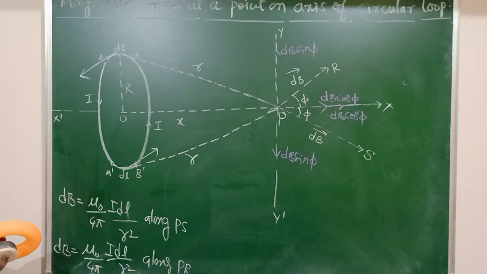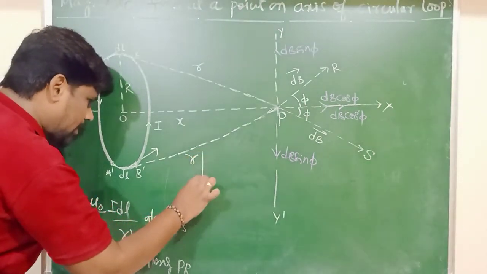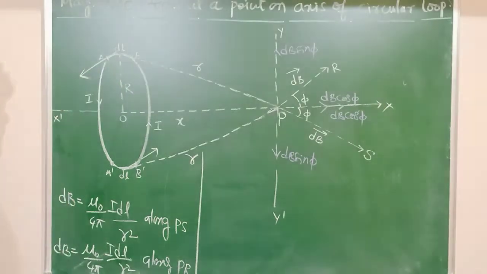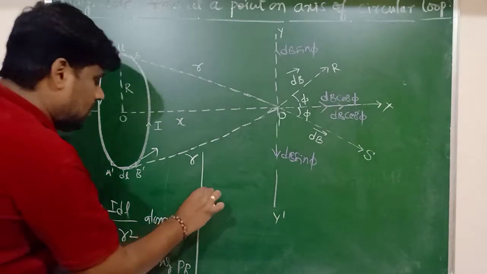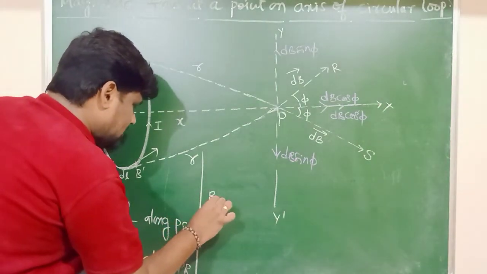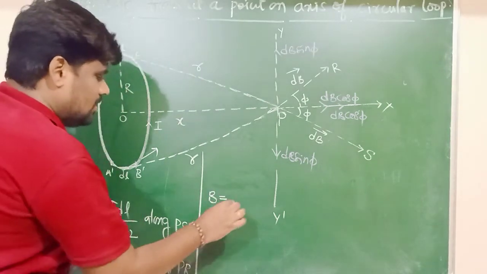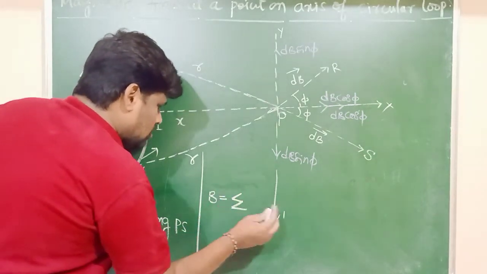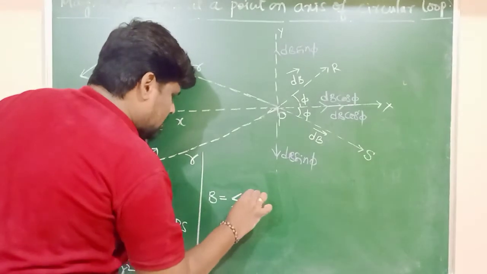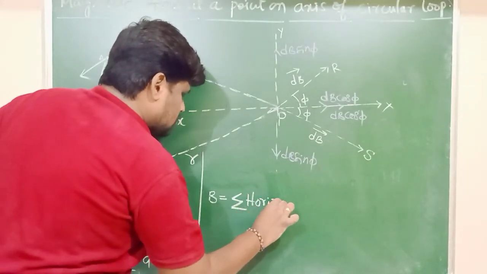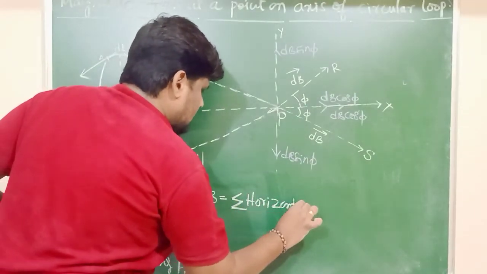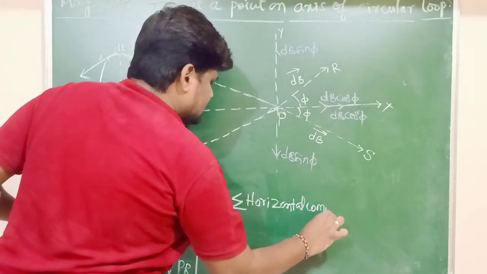Then what is the total magnetic field at point P? The total magnetic field at point P, I will call it B. It should be the summation of which component? It should be the summation of the horizontal components.